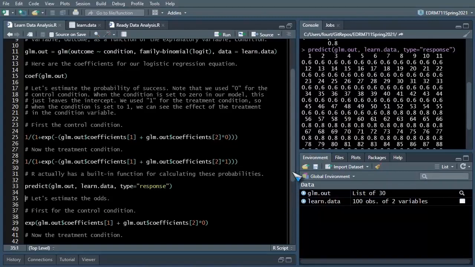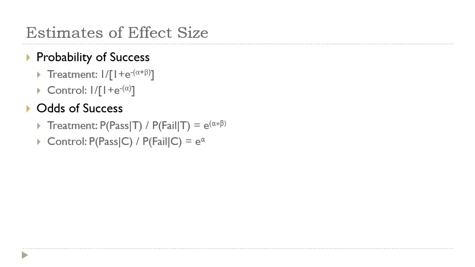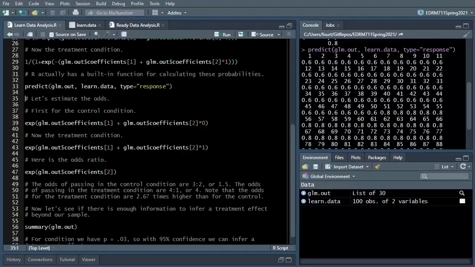Now let's move from probabilities to odds and estimate the odds. The odds of success in the treatment group, the probability of passing in the treatment condition compared to the probability of failing in the treatment condition, can be given in terms of these regression estimates as e raised to the sum of those estimates. For the control, once again, the beta will just cancel out because we have beta times zero, and we end up with e to the alpha. So here, I'm using the alpha plus beta times X, but it's zero, so that's the control. And here, alpha plus beta times X, but X this time is one, so this coefficient stays in there. And notice I'm taking the exponent of both of those, e raised to both those powers.